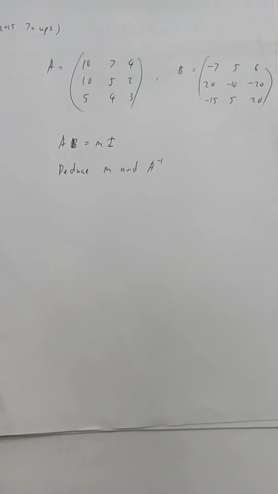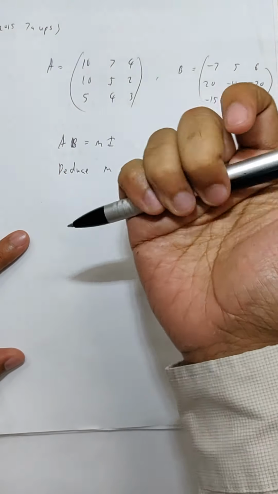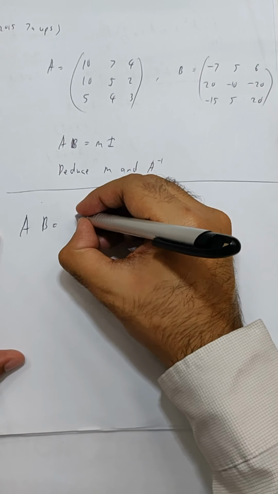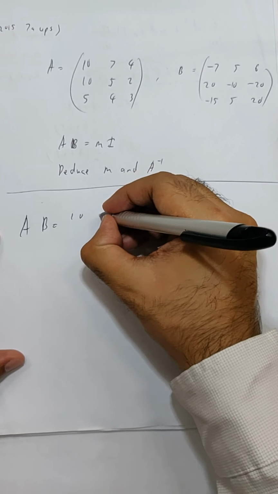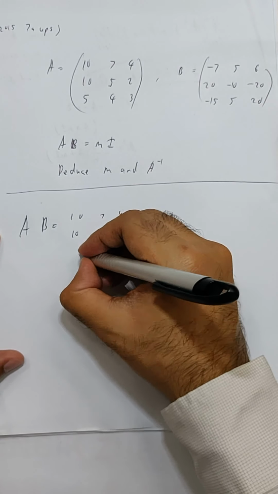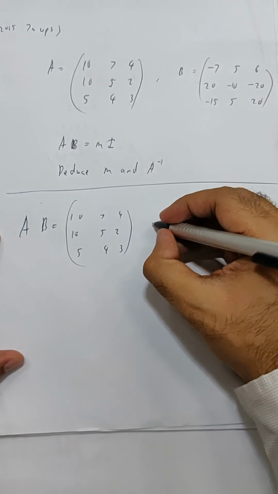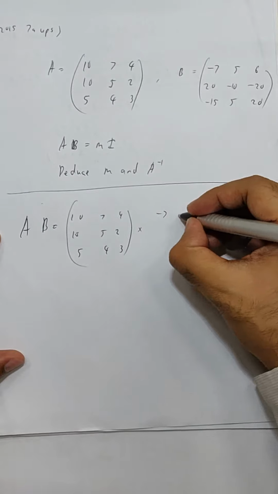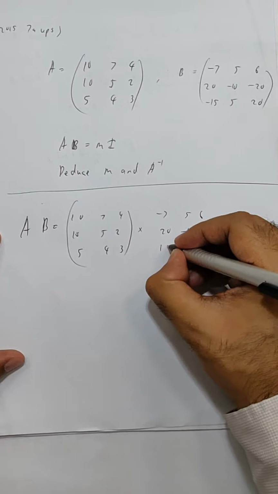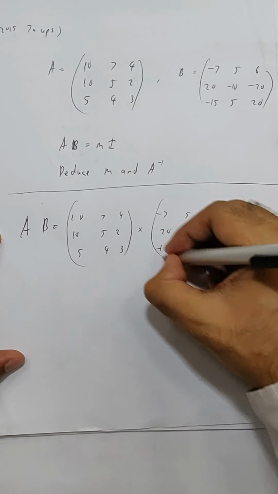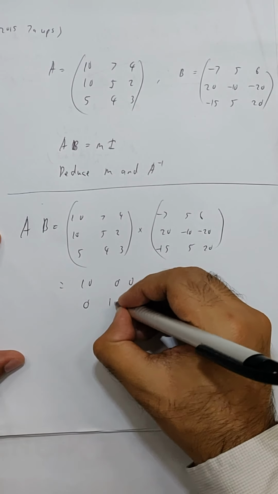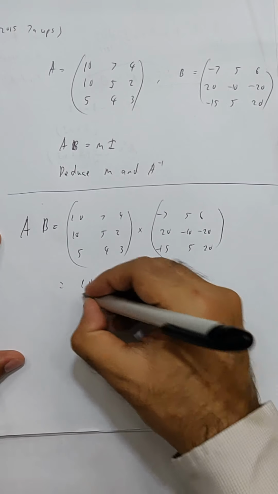Okay, if you multiply A and B, you get yourself AB. In exams, I recommend you write this way: 10, 7, 4, 10, 5, 2, 5, 4, 3, times with negative 7, 5, 6, 20, negative 10, negative 20, negative 15, 5, 20. And then you got yourself 10, 0, 0, 0, 10, 0, 0, 0, 10.